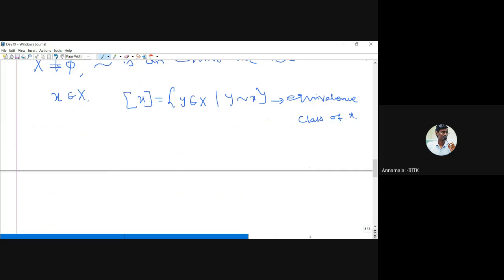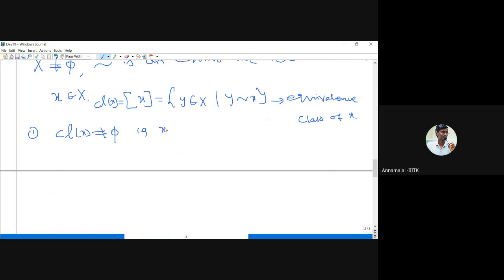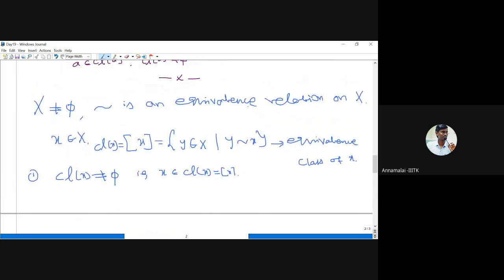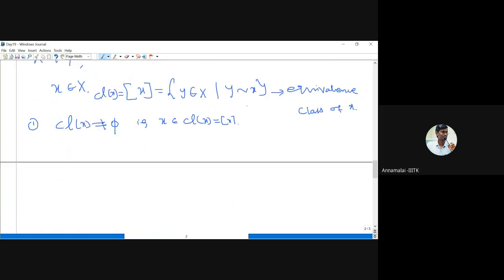Now, what are the properties of these equivalence classes? We sometimes use the bracket box x, or sometimes use CL of x, the conjugacy class of x. This CL of x is always a non-empty set because x is related to x. So x is a member of CL of x. Because we assume that delta is an equivalence relation, it is reflexive, therefore x is related to x. This is the first property.